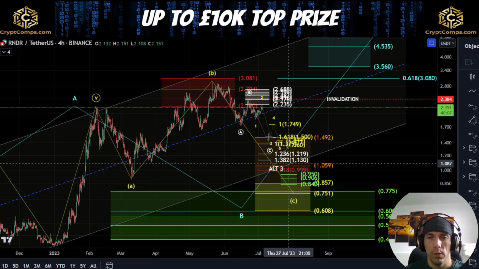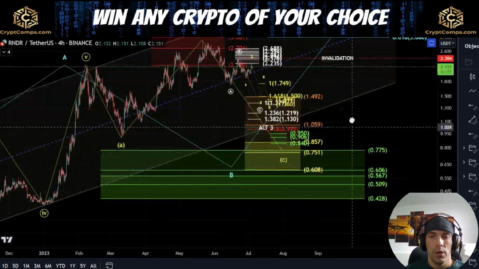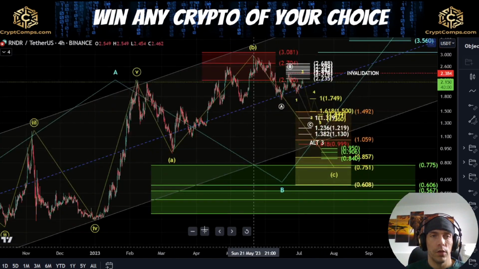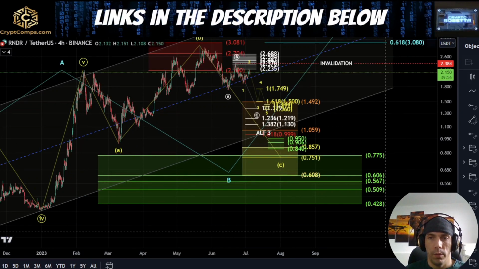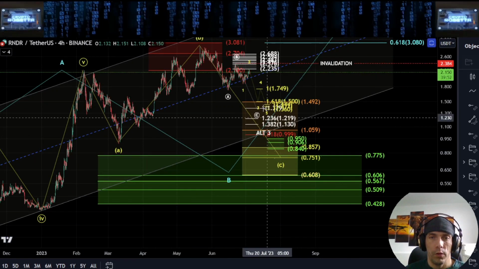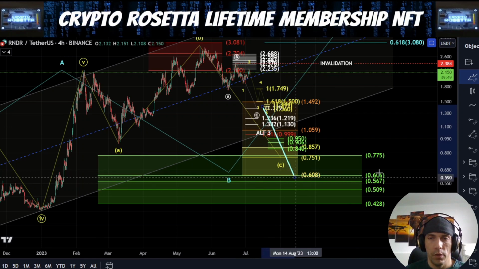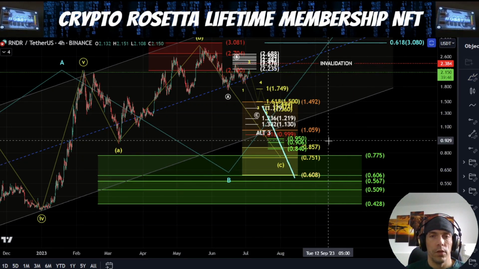Possibly we could just look to push through this channel and then look to actually move back into it. Although we need to be aware that if we are looking at this count, we're treating this as an A wave to the upside here. What we need to be aware of is this whole green support box could be a potential turnaround. So if we were looking to push down into that 0.618, that would actually be the 60 cents to this 56-cent area.